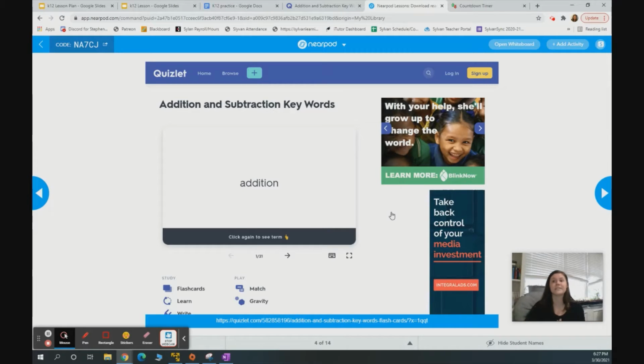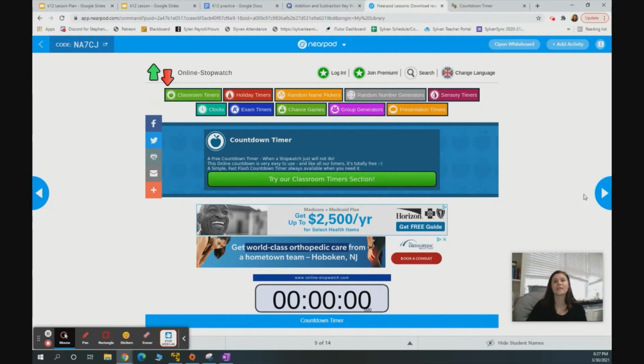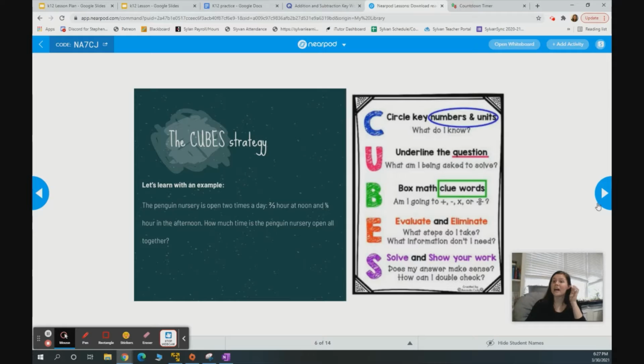Because a lot of times the kids see all these words and they just don't know where to start. So the purpose of this is for them to see where to start. This is my timer that I would use, and I would put my 5 minutes on there for them. They would have the timer available to them as they were practicing.